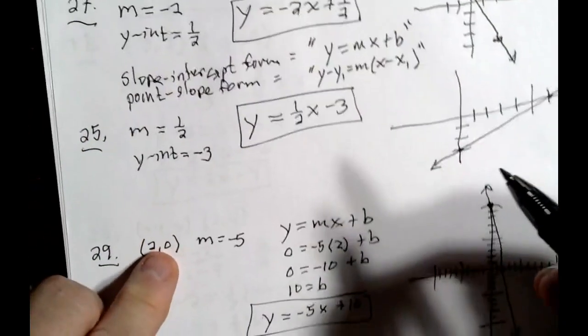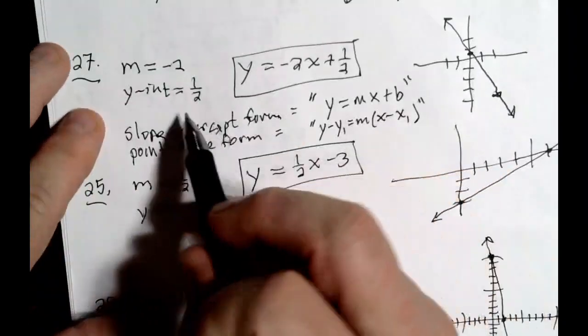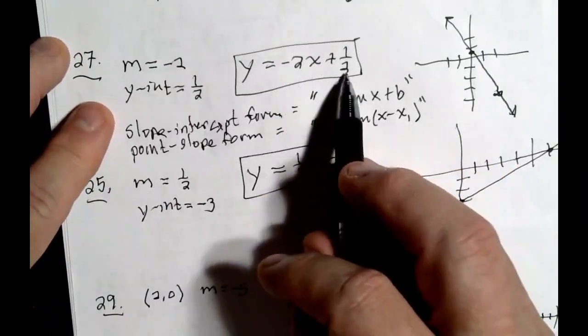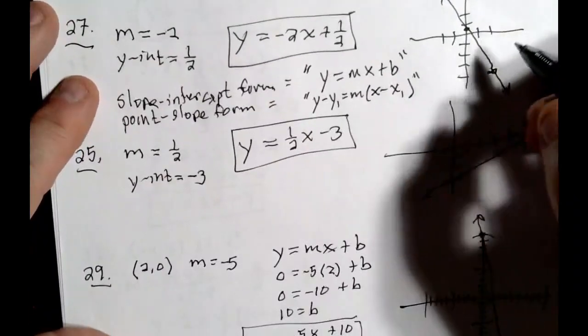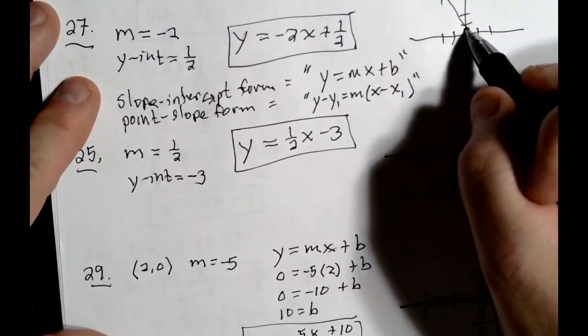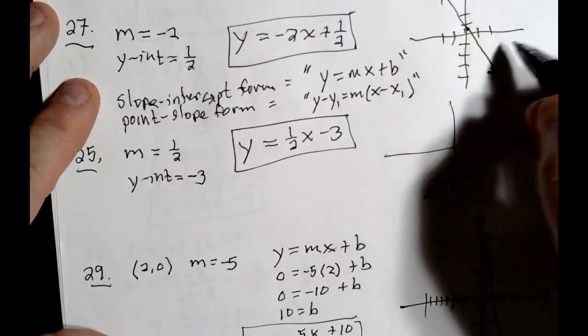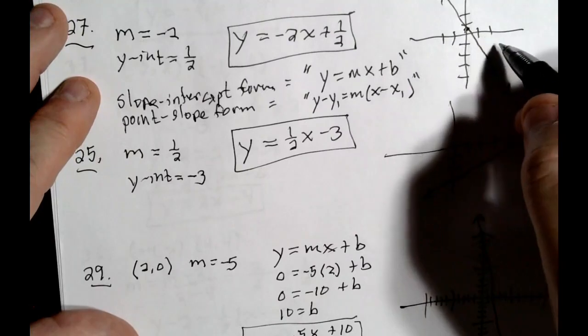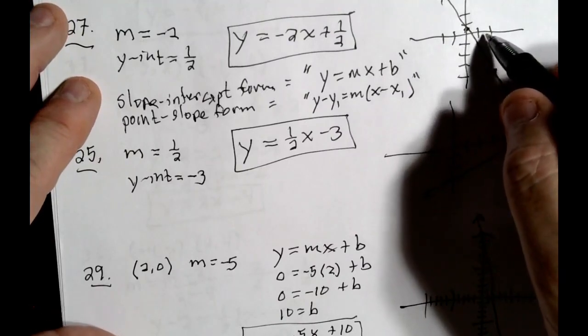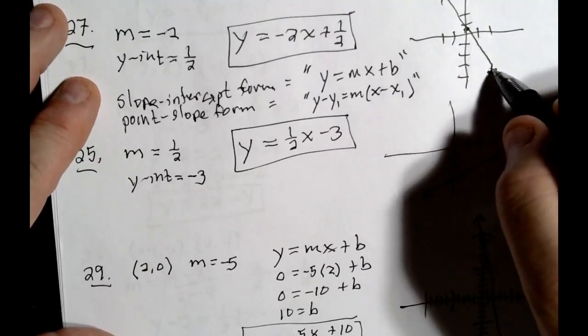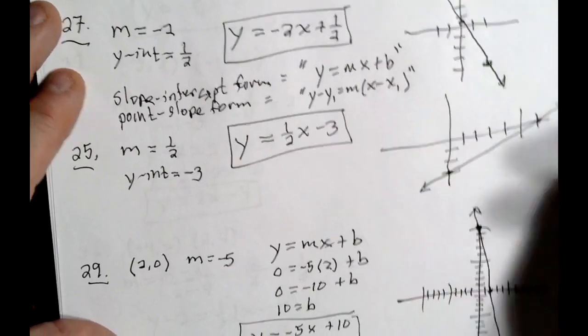Okay? So, if you have m and you have b, just plug them in. That's your answer. And what does your graph look like? Well, I graphed 0, 1/2. And then here I plugged in a 2. And I got -4 plus 1/2, which is -3.5. And I connected the dots.